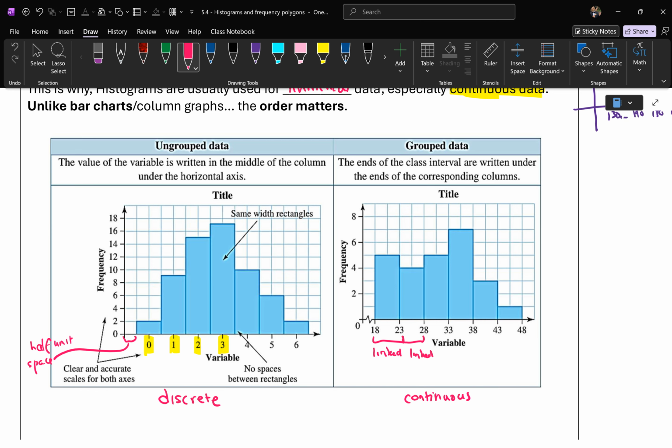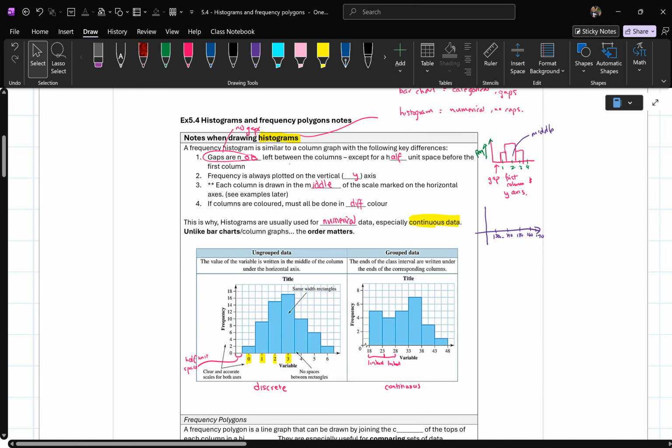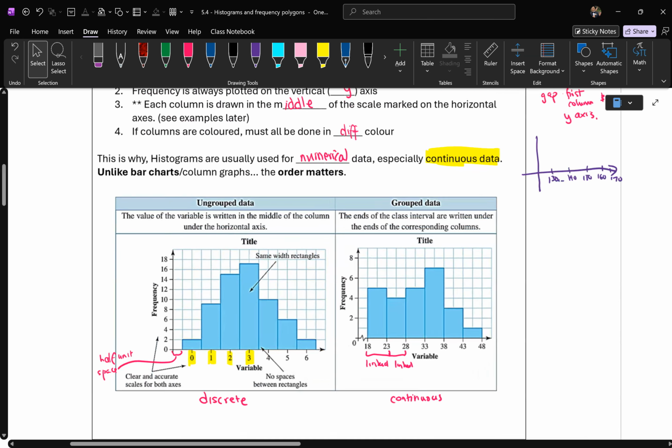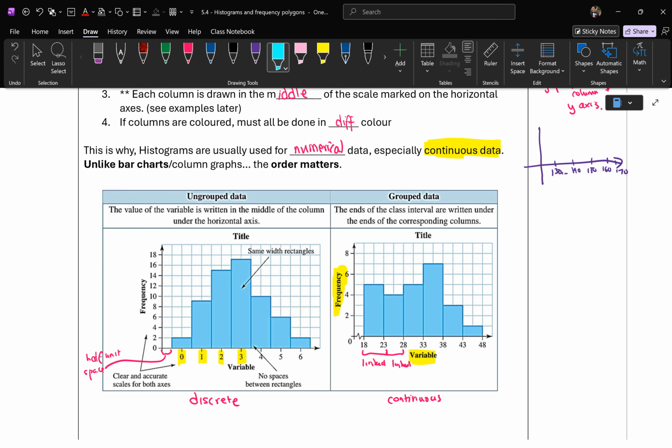Versus this one, which is the only time where you don't have to do it in the middle. It just has to sit between the two ends: 18 to 23, 23 to 28, 28 to 33. Okay, so both year 11s and 12s, that's what you have to do. Again, all of this you can type on Excel and sketch it, but they do require you to do it by hand. So you need to label the scale. You need to label the axes.